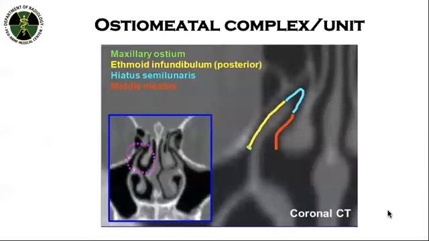So this is your osteomeatal complex or unit. So what are the components of the osteomeatal complex or unit? It includes the maxillary ostium, the ethmoid infundibulum, the hiatus semilunaris, and the middle meatus. So this is where you will see it in your coronal view of the CT scan. This is the area of the osteomeatal complex and unit. Just have to remember the components of this unit. Okay, and then you will better see it in your coronal CT scan in this area.